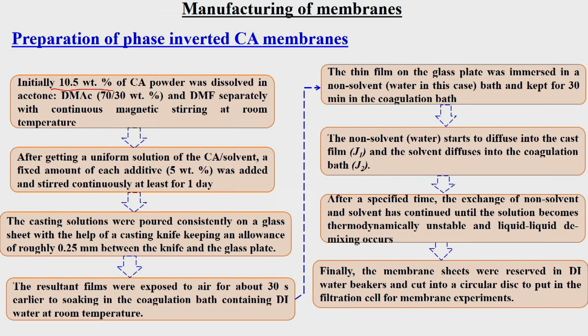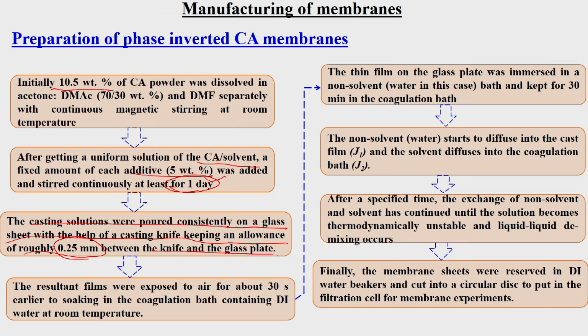And then after getting a uniform solution of the cellulose acetate solvent mixture, a fixed amount of each additive, suppose different additives, is added, and then stirred continuously for at least 1 day. After that, the casting solution was poured on a glass sheet with the help of a casting knife, keeping an allowance of roughly 0.2 millimeter, or whatever the required thickness of the membrane. So, we need to keep that gap.